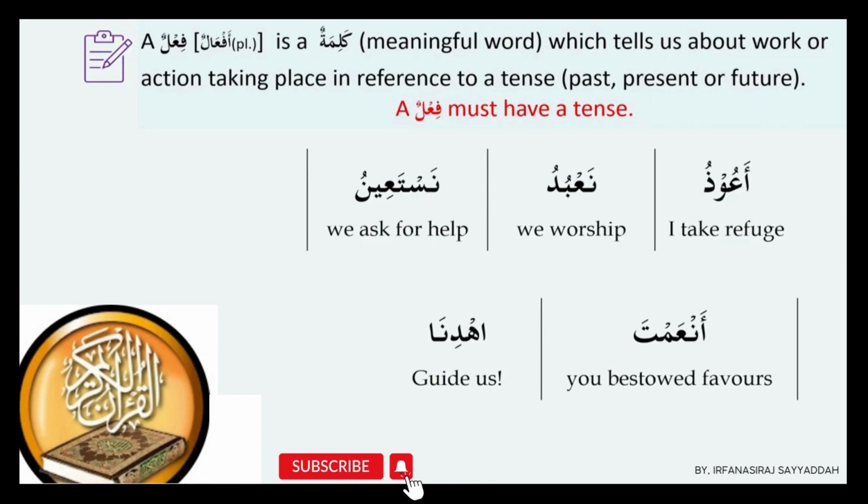In Arabic, it's a little bit easier than that. You don't have to have additional words. From the shape of the word, you can tell whether it is a verb or a noun. But the most important thing for you to note, a verb, fi'lun, can only be a verb if it has a tense.